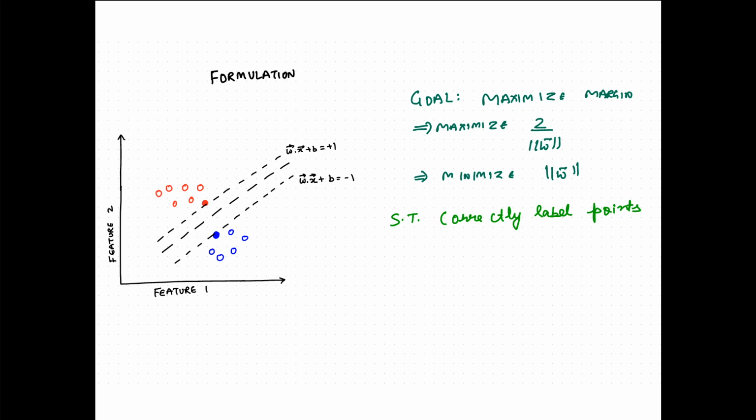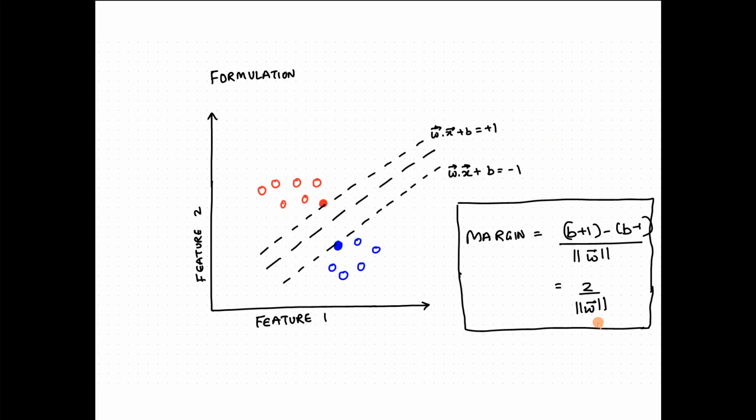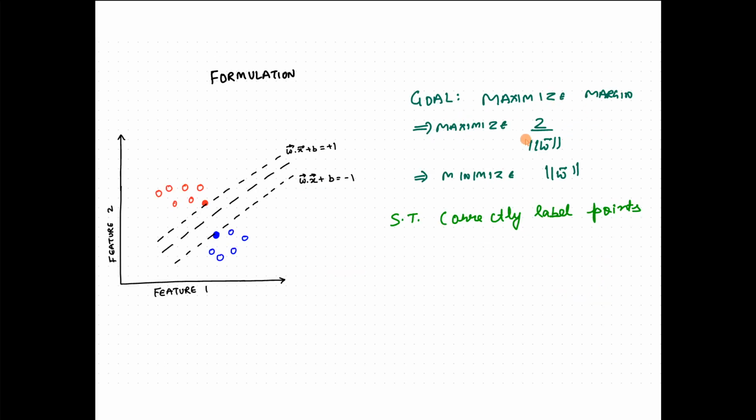We've been discussing thus far that our goal is to maximize this margin, right? So you want to maximize 2 over the magnitude of w, which can also be rewritten as minimize the magnitude of w, which can be rewritten as minimize the square of the magnitude of w, right? But there is an important set of constraints that you want to identify.